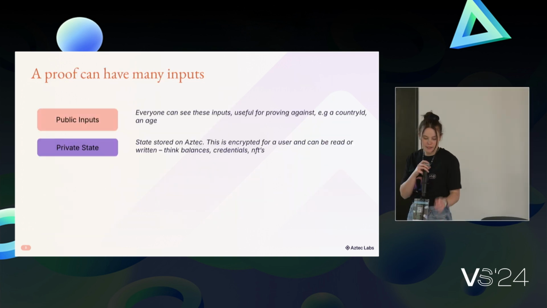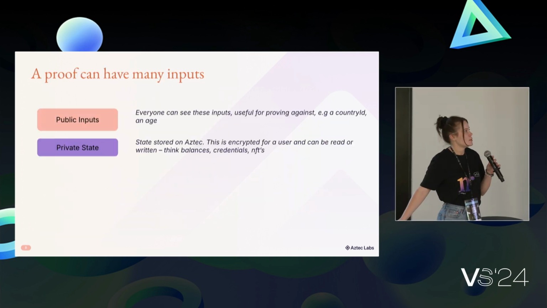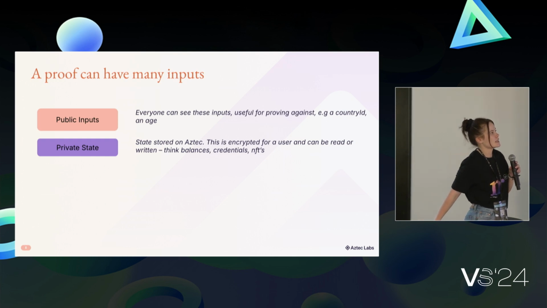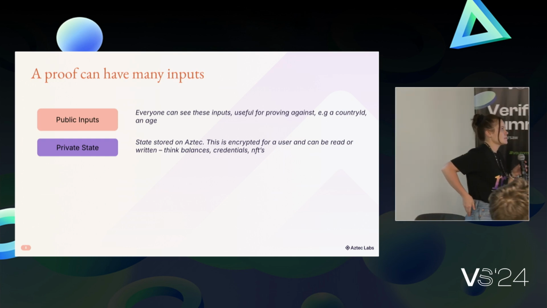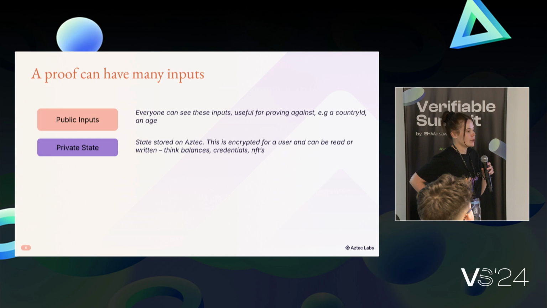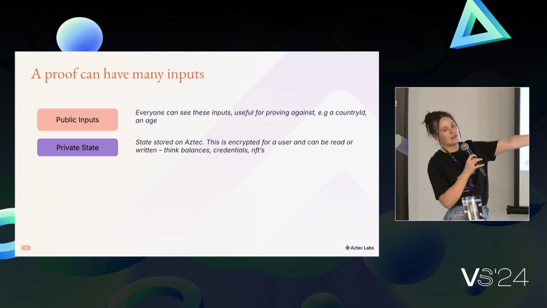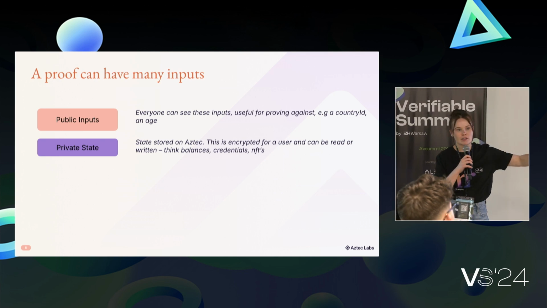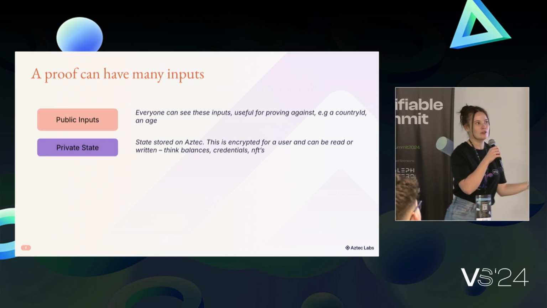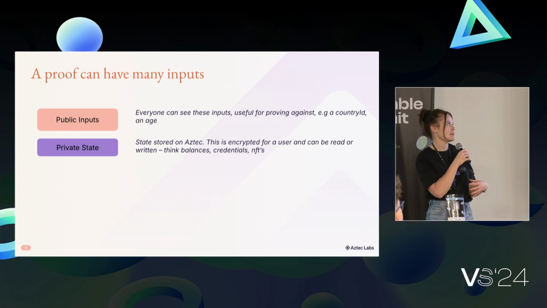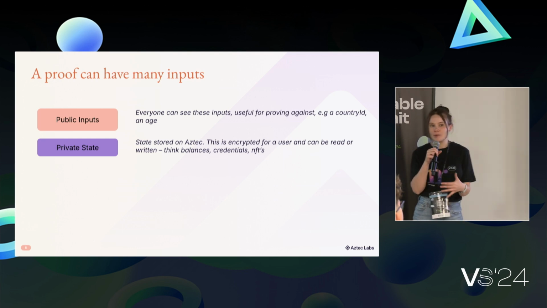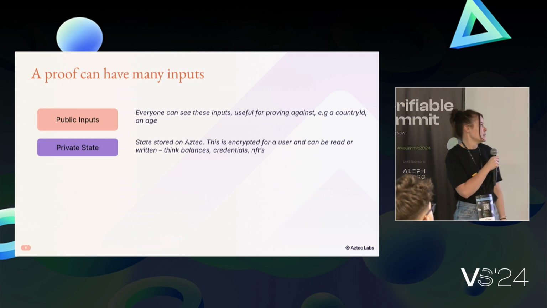These inputs, you can have public inputs. So this is things like, say you want to say that you are from the US, and you don't want to reveal any other parts about yourself. The public input is the United States, but all the private inputs might be things like other stuff in your passport that you don't want to reveal.